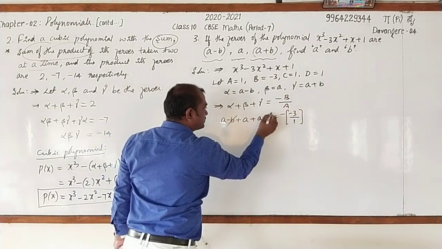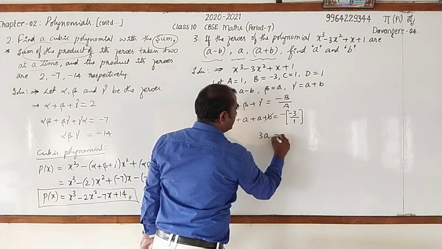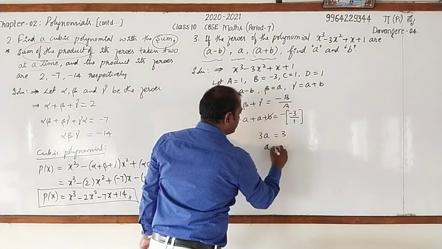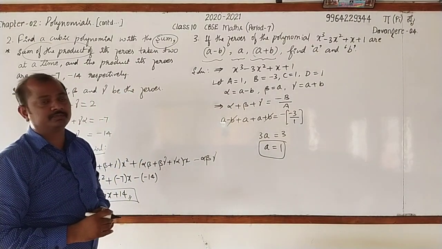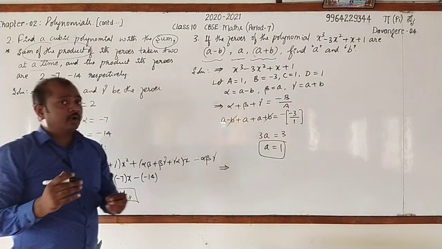Observe. Minus B plus B get cancelled. A plus A, it is 3A. Minus into minus plus 3. 3 by 1 is 3. A equal to 1. Hope that you have understood. Next. We got the value of A.